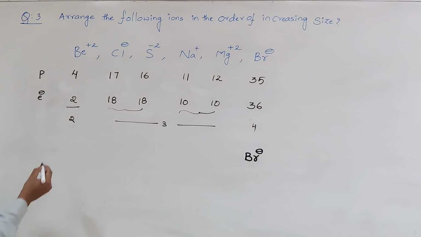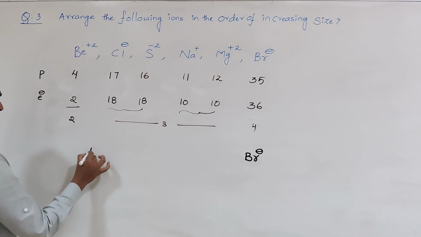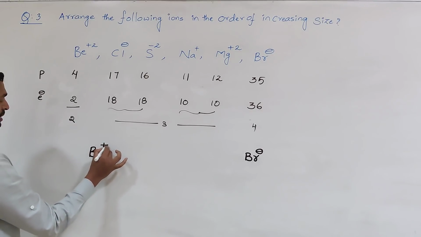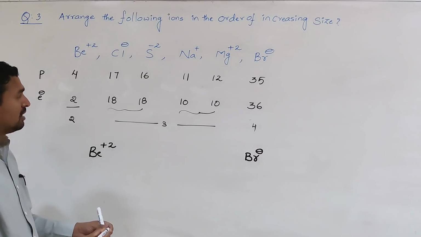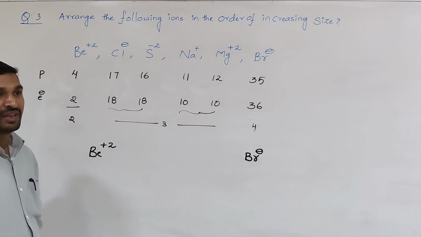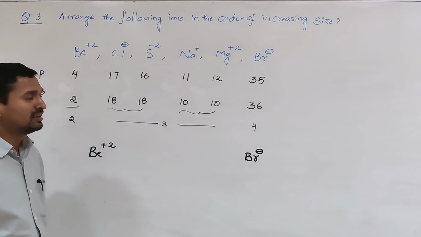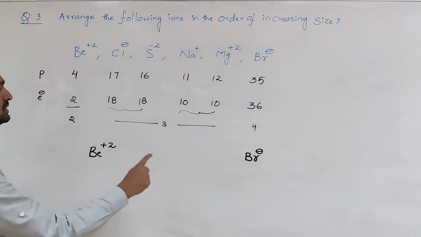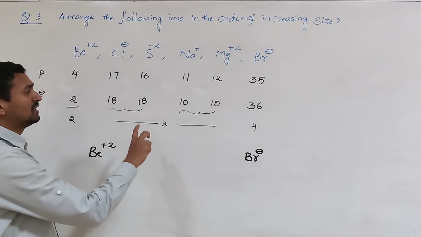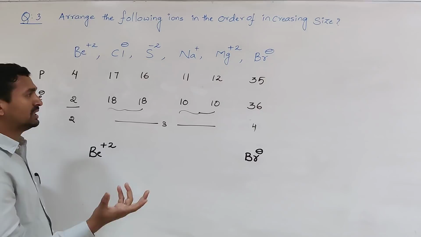Then which is smaller in size? Beryllium plus 2 is smaller in size because it belongs to the second period. Now in these 4 ions, all 4 belong to the same period. So when they belong to the same period, we need to take into account the positive charge. Where the positive charge is more, that is definitely the smaller in size.